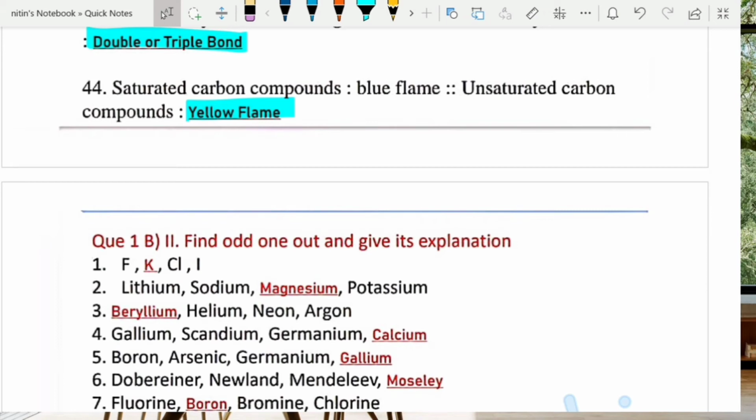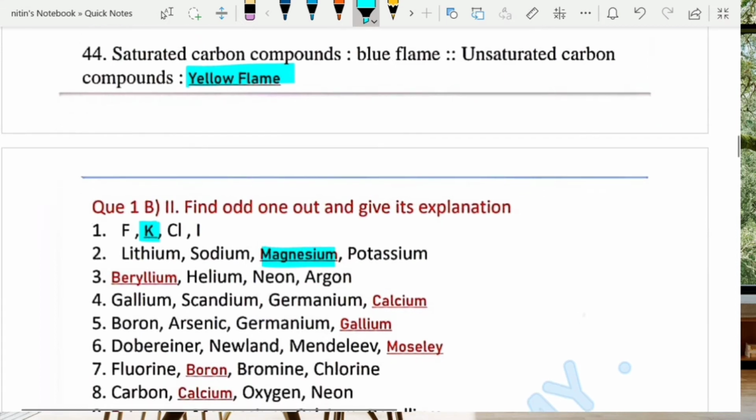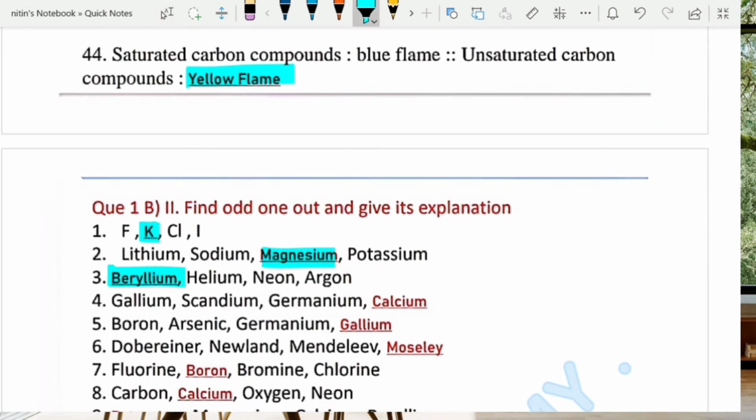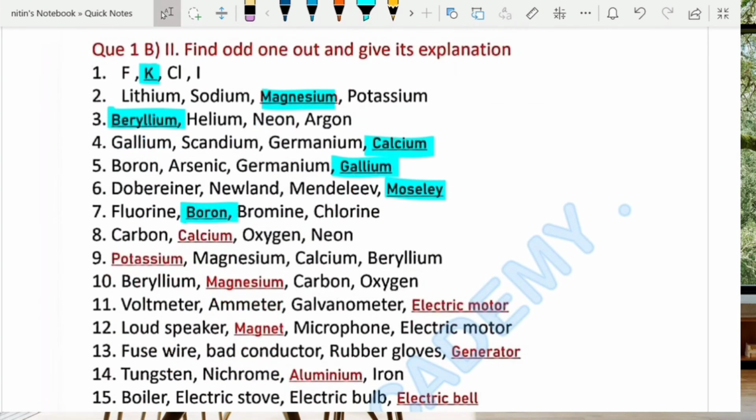F it is a K. Lithium, sodium, magnesium, helium, neon, argon, krypton, beryllium, gallium, scandium, germanium and calcium. It is a gallium, it is a mostly fluorine, chlorine, bromine is a boron, carbon, calcium, potassium, magnesium, calcium, beryllium, it is potassium, beryllium, magnesium, carbon and oxygen, voltmeter, ammeter, galvanometer and electric motor.